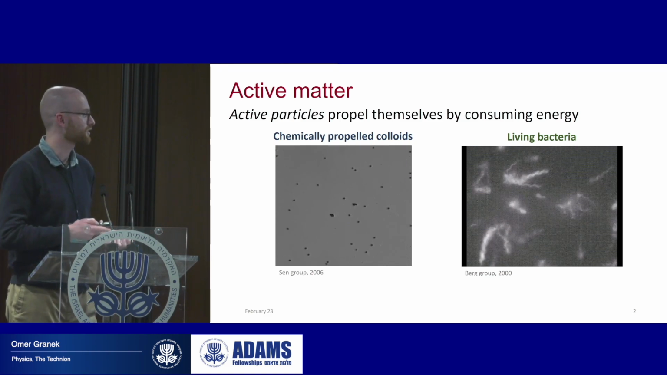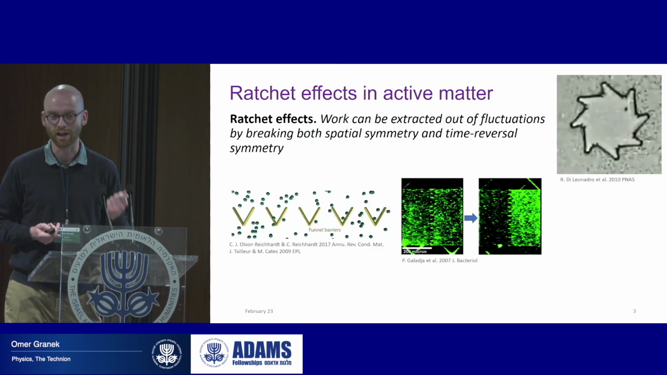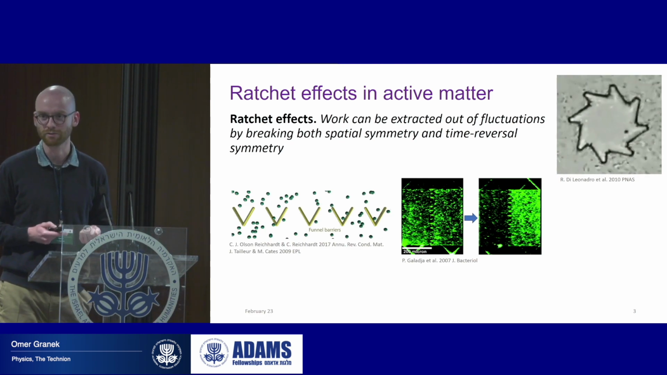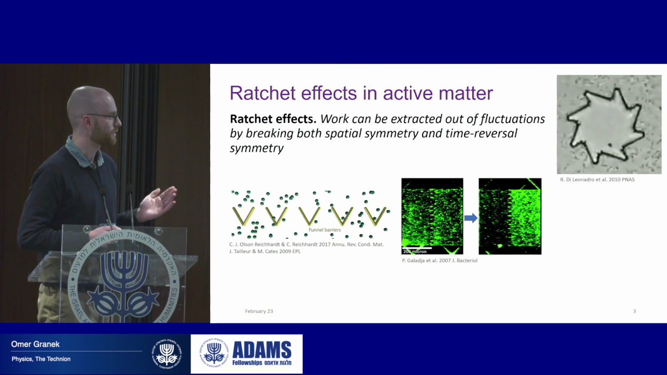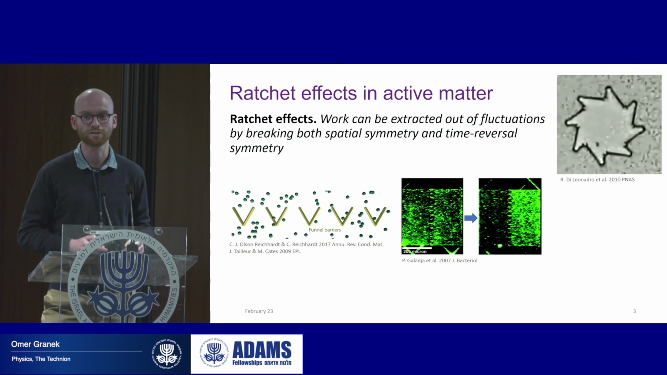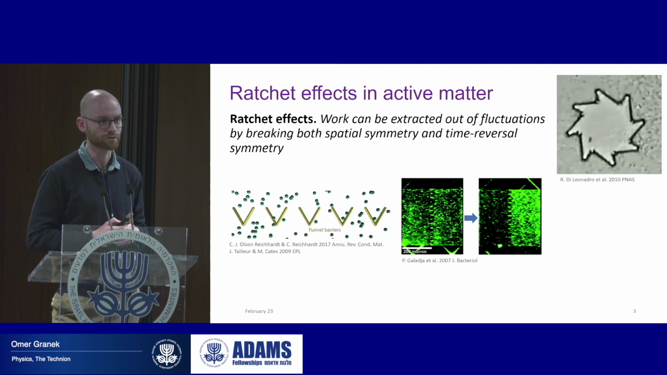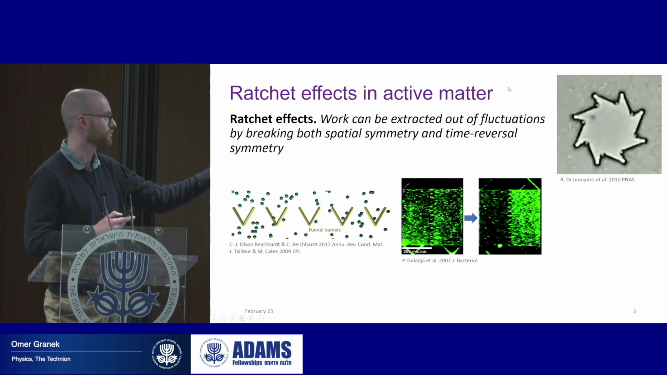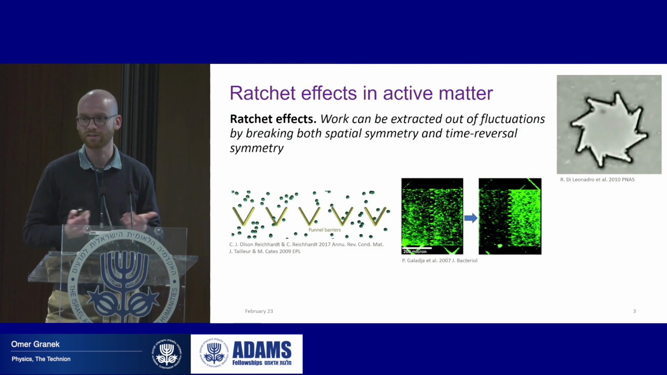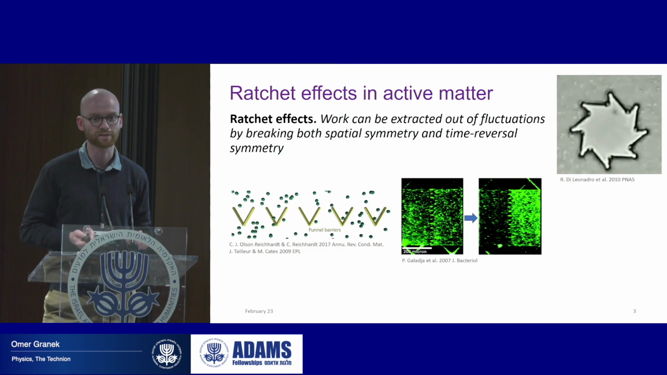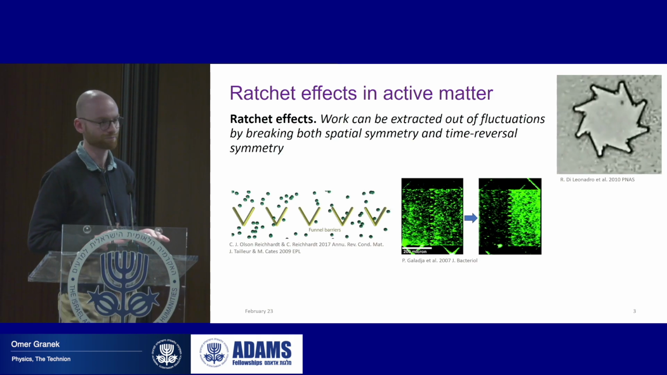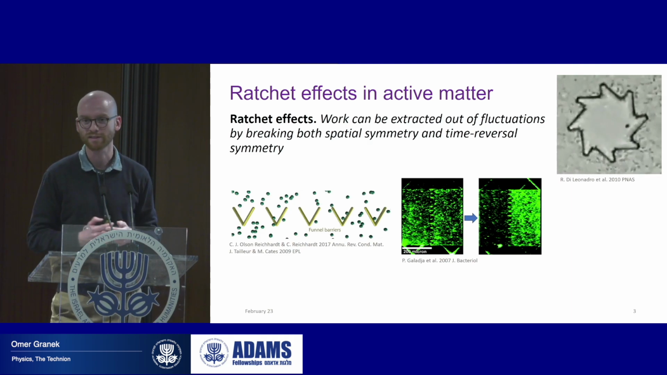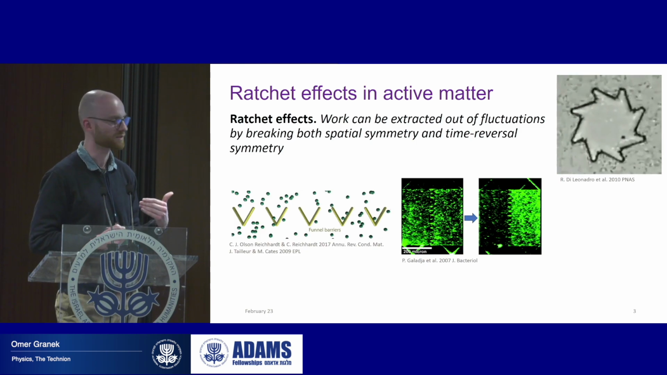Of course, this is not the entire story, and the easiest way to tell that your active fluid is indeed active is throwing some asymmetrically shaped object into the fluid. What you will then observe is something called ratchet effects, which essentially means that you can extract work out of fluctuations by breaking both the spatial symmetry and time reversal symmetry. So spatial symmetry we break by inserting the object. Time reversal symmetry breaking means that we drive the system far from thermal equilibrium. So we can tell by looking at the movie of an experimental system that it goes forward in time and not backward in time.